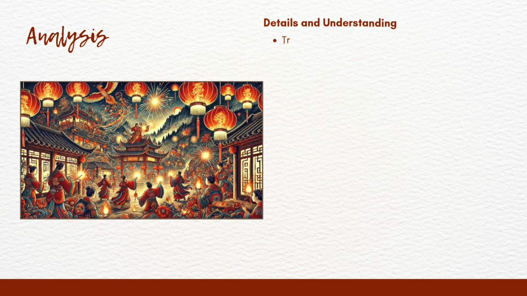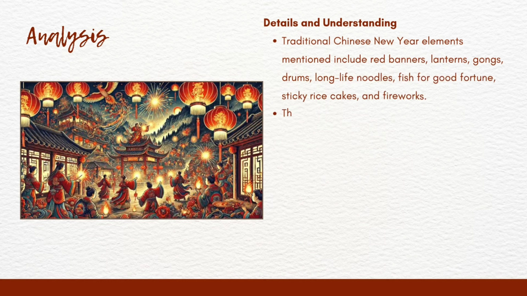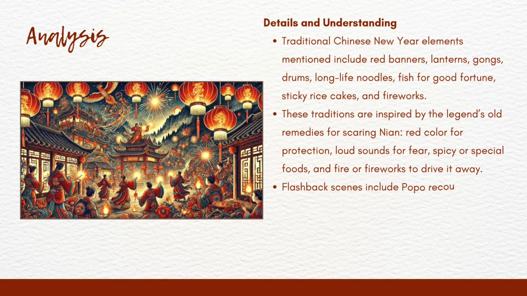So these are the details and understanding. Traditional Chinese New Year elements mentioned include red banners, lanterns, gongs, drums, long life noodles, fish for good fortune, sticky rice cakes, and fireworks. These traditions are inspired by the legend's old remedies for scaring Nian. Red color for protection, loud sounds for fear, spicy or special foods, and fire or fireworks to drive it away.